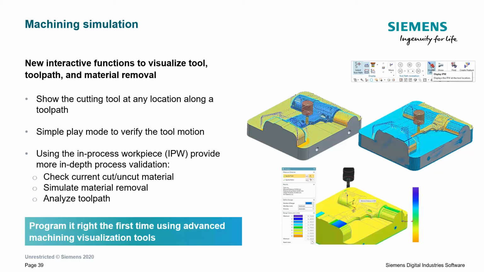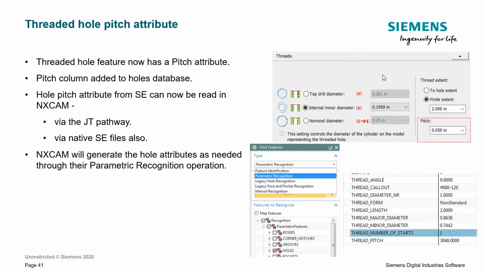at the machine tool. Finally, I want to show you how we can do a round trip on our threaded hole pitch attribute by taking it into Solid Edge CAM Pro, which allows you to make sure that the hole pitch transfers from Solid Edge to Solid Edge CAM Pro, regardless of whether you're using the JT pathway or the native pathway.